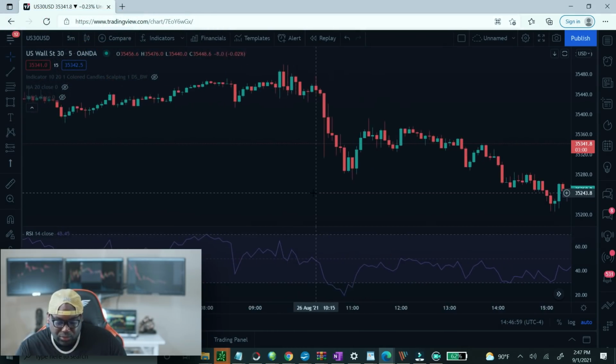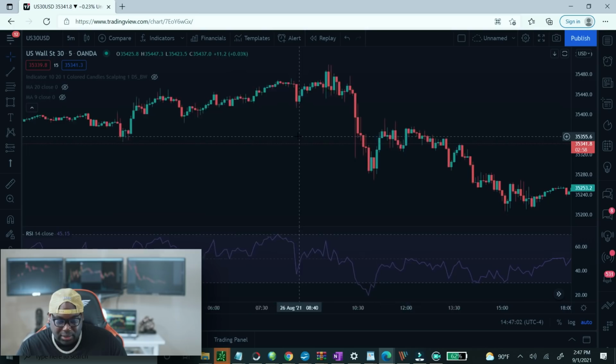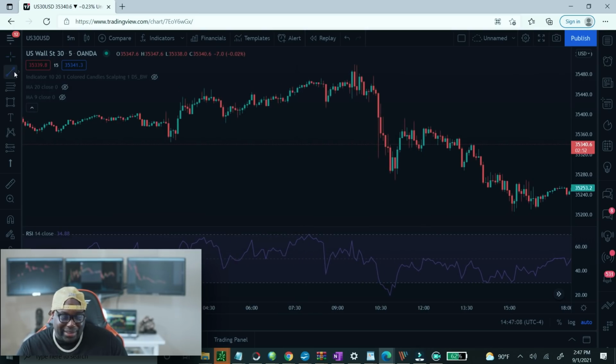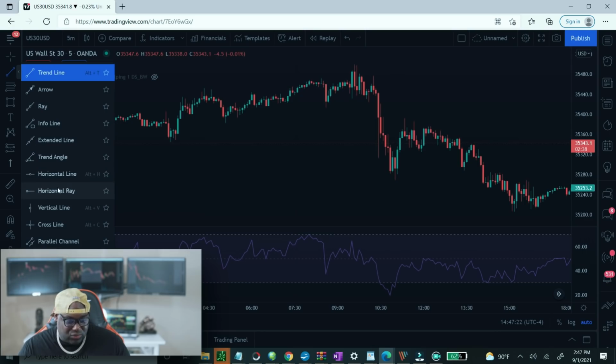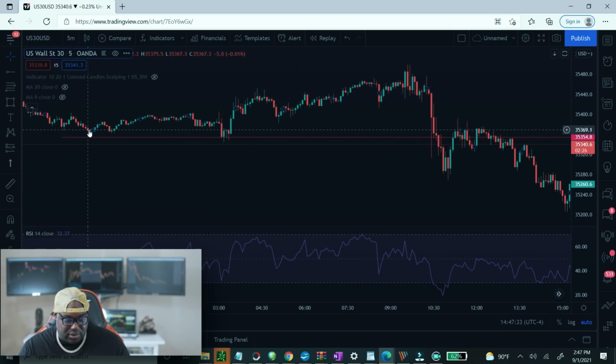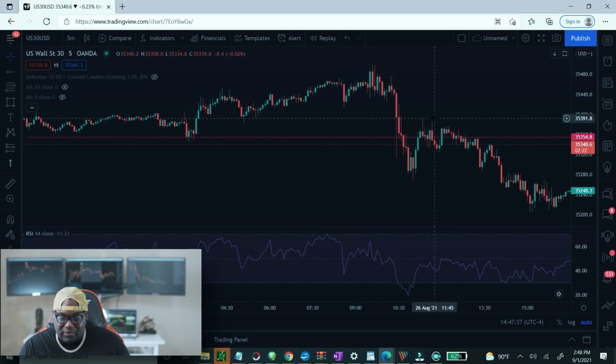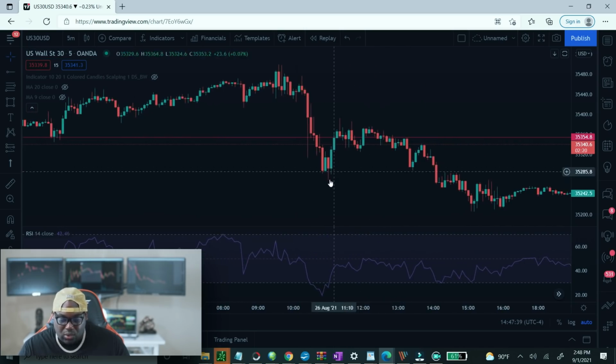So notice how we have the market going down, okay? And again, remember what I said. It's best to combine indicators with price action, with market structure, okay? So we have resistance right here, resistance right here, resistance right here, resistance right here, okay? The market came back to that resistance. Now, notice how the market went up.